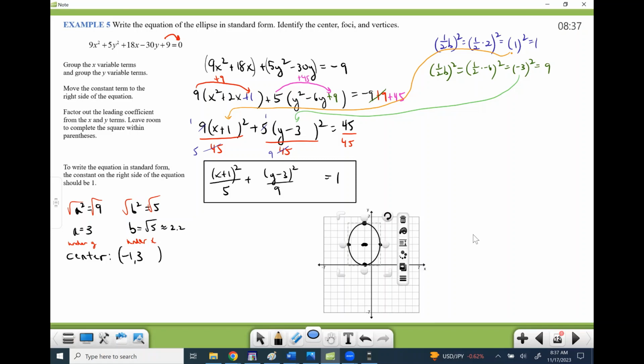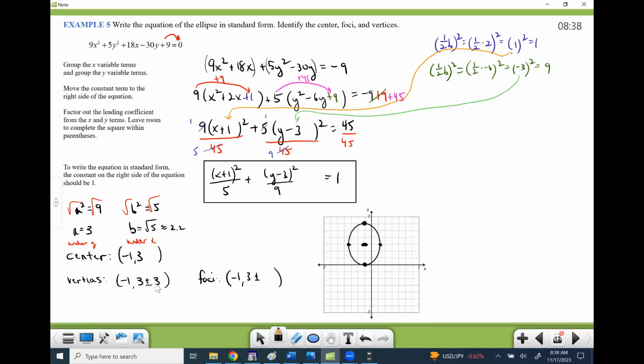Since it's bigger in the y direction, that means that when I find the vertices and the foci, I am going to be doing it to the y value. Same thing for the foci. Now remember, for vertices, it's the letter A. So the A is 3. For foci, it's the letter C, which we haven't even found yet.